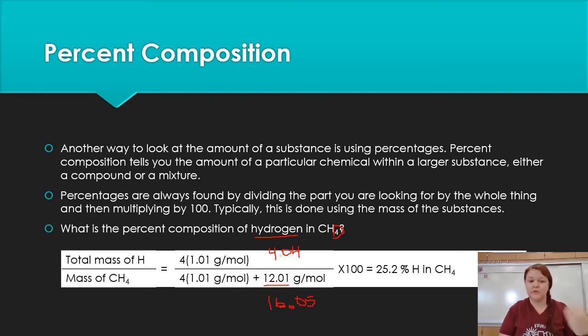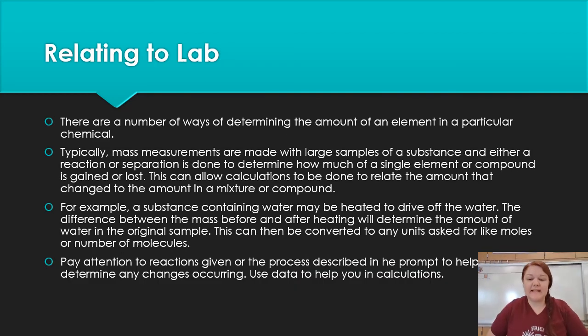So it's the mass of your piece over the mass of the whole. Part out of the whole. The last thing is relating this to labs. So how might this look when gathering data? There are a number of ways of determining the amount of an element in a particular chemical, or the amount of a compound in a mixture.